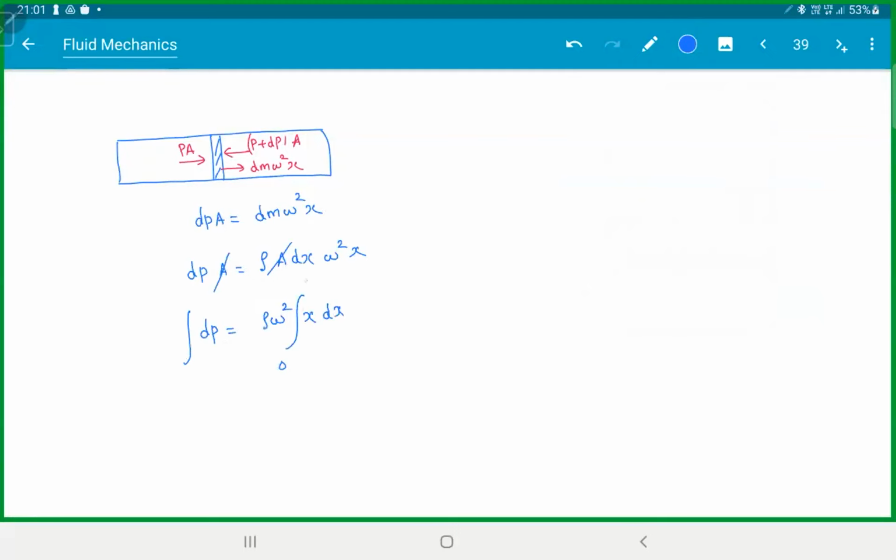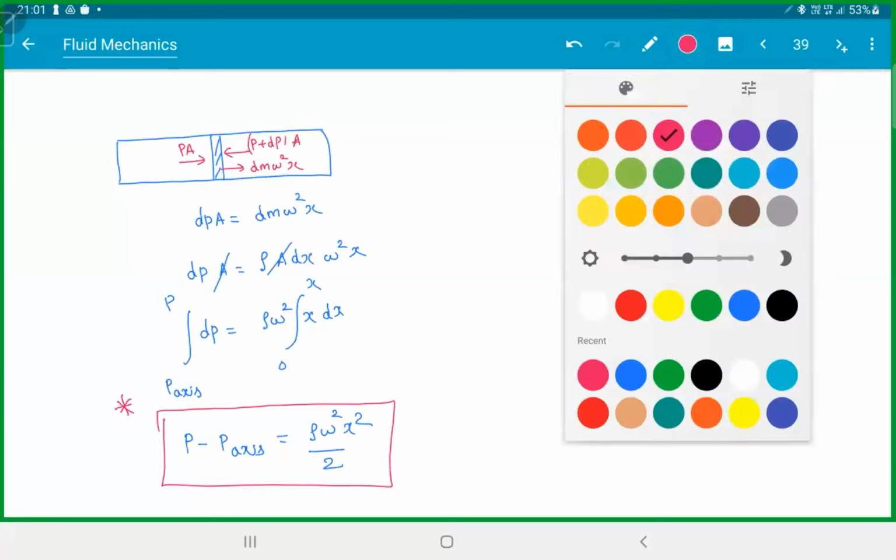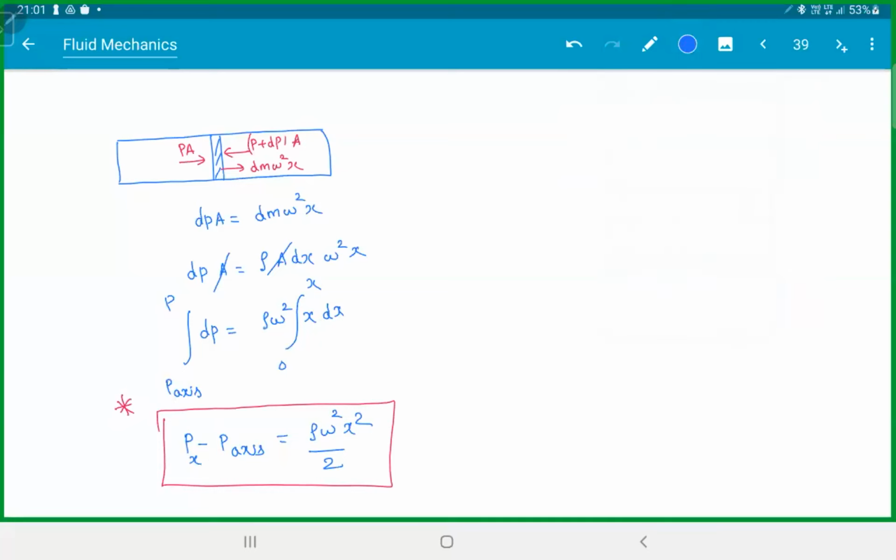Integrate. This will go from 0 to x, and this will go from P axis to P. So the pressure difference P minus P axis is equal to rho omega square x square by 2. Quite an important result. You need to remember this. So the difference in pressure at a distance x from the axis is this. Let's see how they'll frame a question on this. If they ask you just this result, it will be like a CET level question or a BITS one.